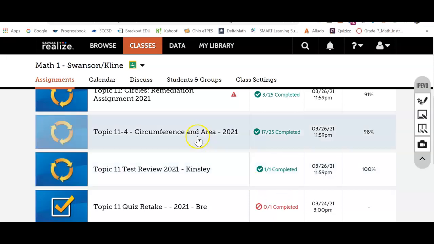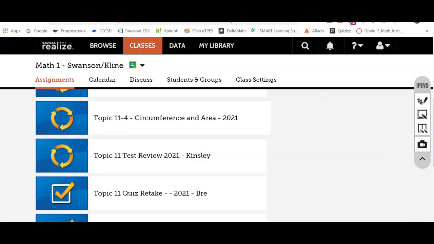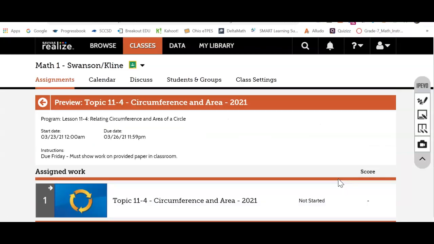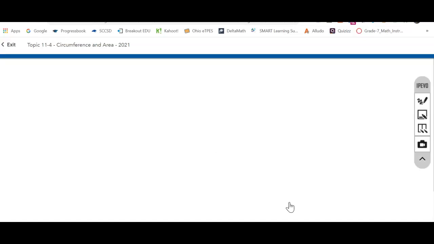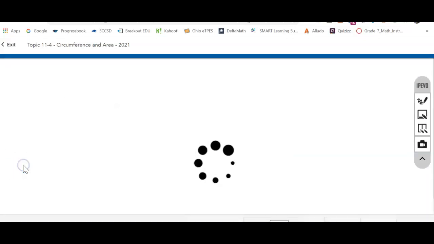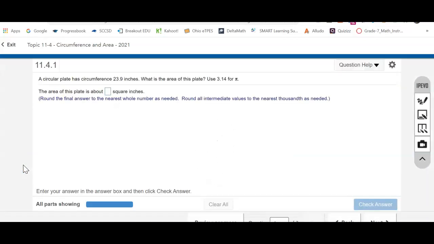Okay, so 11.4 assignment. We are looking at taking the circumference. They will give us the circumference of a circle, and we've got to work backwards to find the area. All right, so here's how this works.